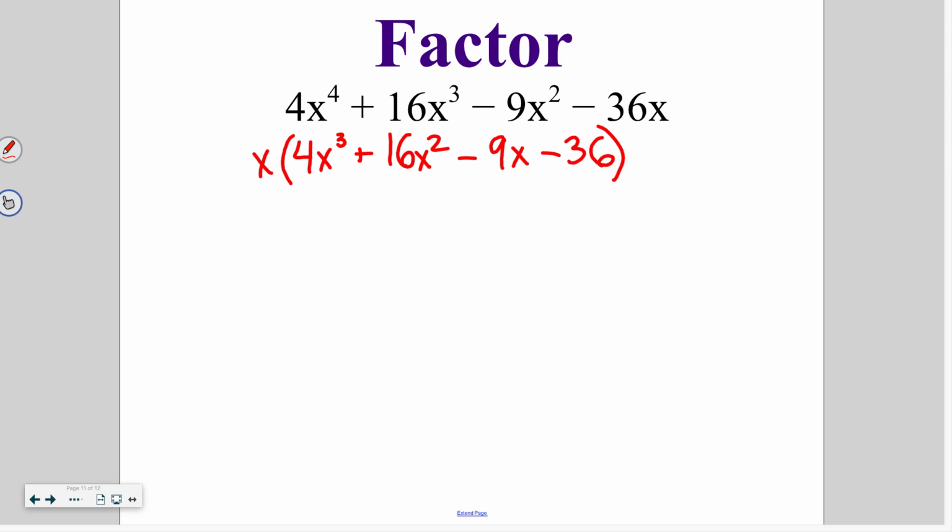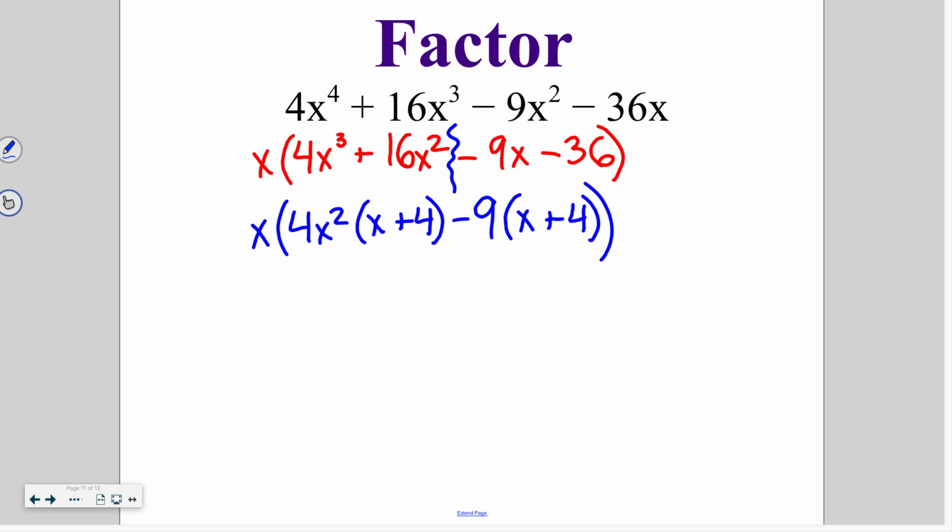Now, since we have four terms, we're going to factor by grouping. So I'm going to split that into the two pieces. We still have that x on the outside, and from the first two terms, I can pull out 4x squared, and when I do that, left over I have x plus 4. Looking at the next two, I can pull a negative out of both of them, and I can pull a 9 out of both of them. So taking out -9, I'm left with x plus 4.